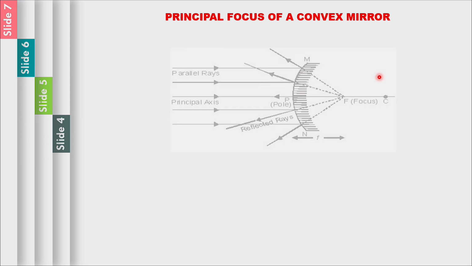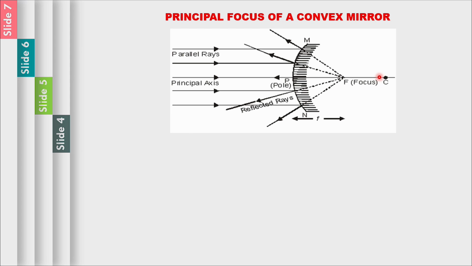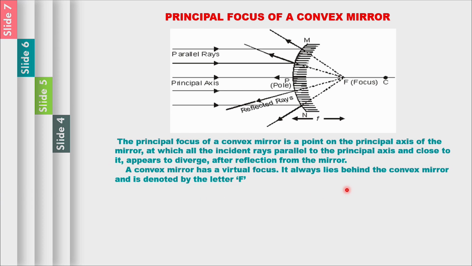So let us move to the principal focus of a convex mirror. See the diagram. In this diagram, these are the incident rays. They fall on the mirror. After reflection from the mirror, they appear to diverge. That is the difference between the concave and convex. They appear to diverge from F. So here also the same thing.